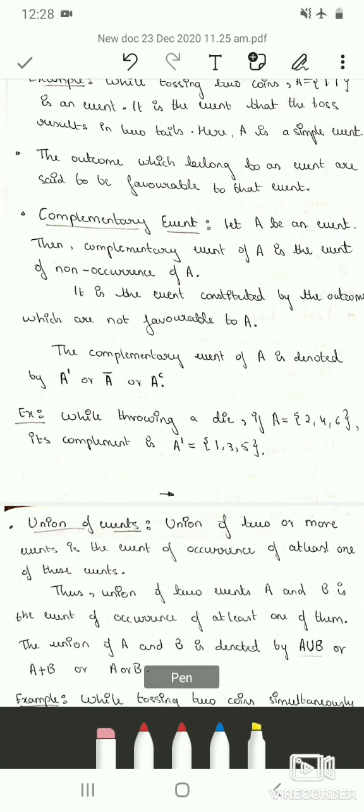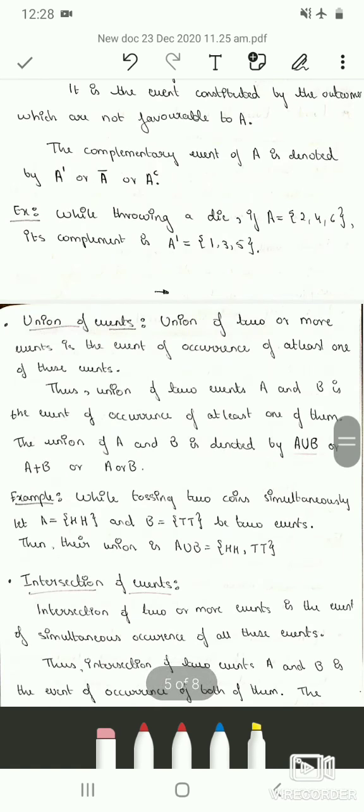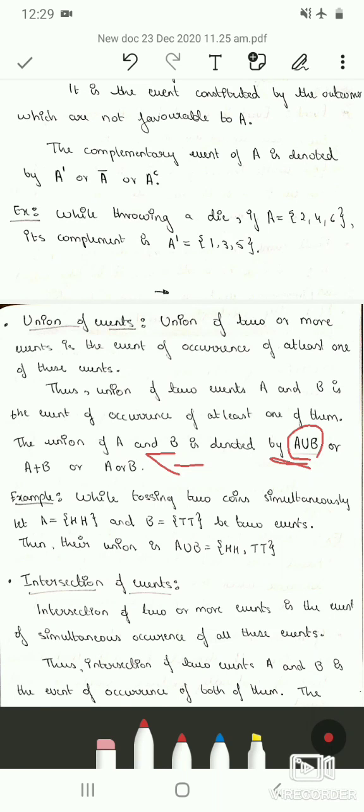So the next important definition is union of events. Union of two or more events is the event of occurrence of at least one of these events. Thus, union of two events A and B is the event of occurrence of at least one of them. So the union of A and B is denoted by A union B, or A plus B, or A or B. So there are three ways you can represent the union of events.